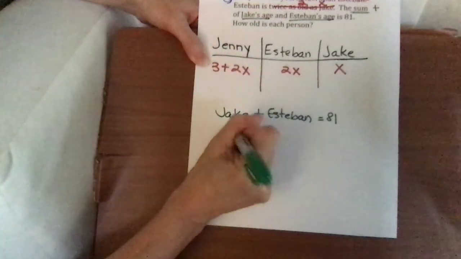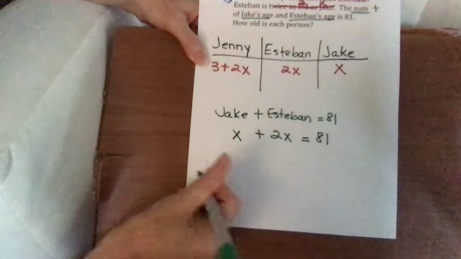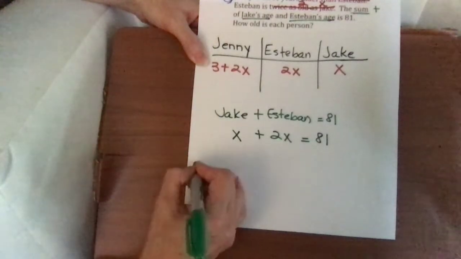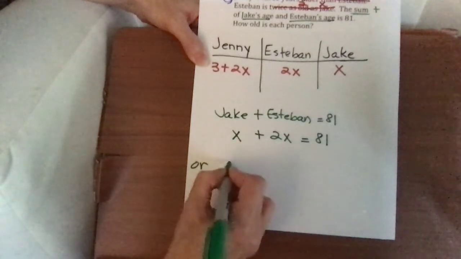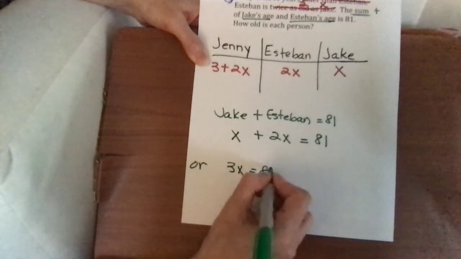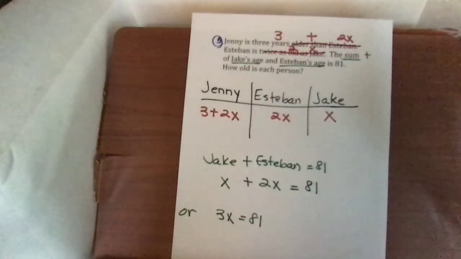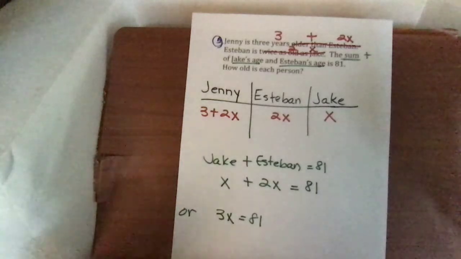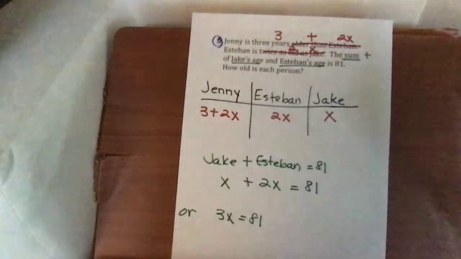All right, so Jake we know is X. Esteban is 2X equals 81. Again, this is a valid equation from the word problem, but if you are comfortable and you know a little bit more advanced on how to combine like terms, X plus 2X is 3X equals 81, and I'll accept either one of these two. Again, we're not solving at this point. We're focusing solely on the word problems just to be able to create the correct equation, because if we don't have the correct equation, we cannot get the correct answers.